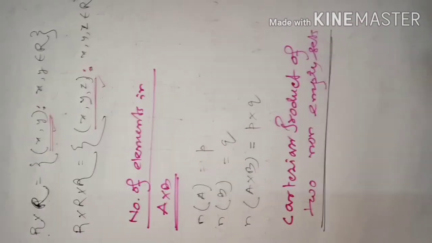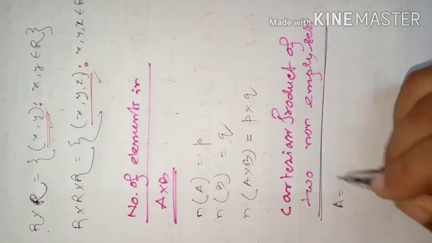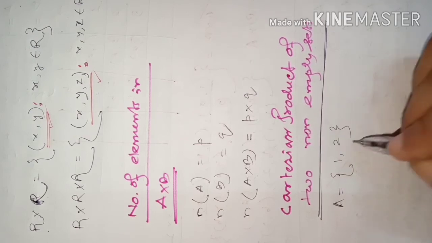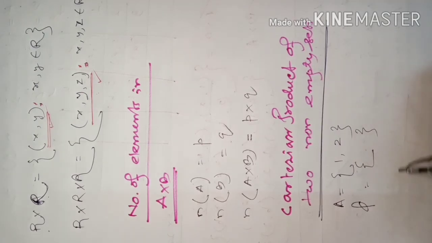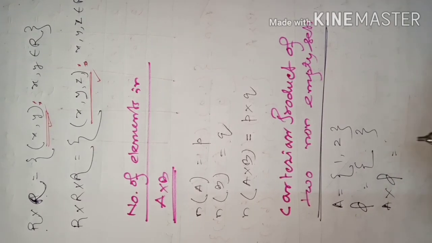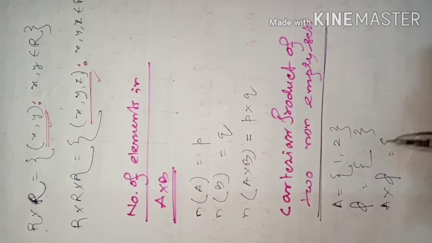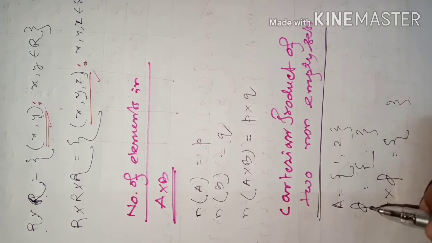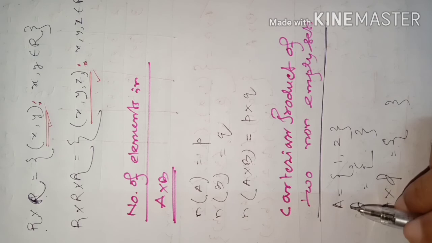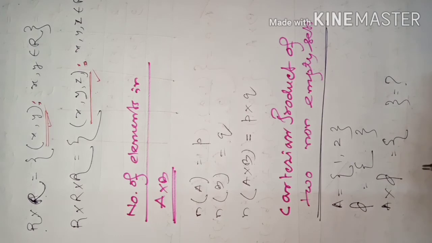The Cartesian product of 2 non-empty sets only can be found out. Suppose I say A is the set of elements 1 comma 2, and phi is the set with no elements, then if I say A cross phi, is it meaningful? Means can I find out what A cross phi is? There will be nothing. 1 with what? Nothing. So then there will be no ordered pair here. So you can't find the Cartesian product of an empty set with a non-empty set. So that's why the Cartesian product of two non-empty sets only can be found out.